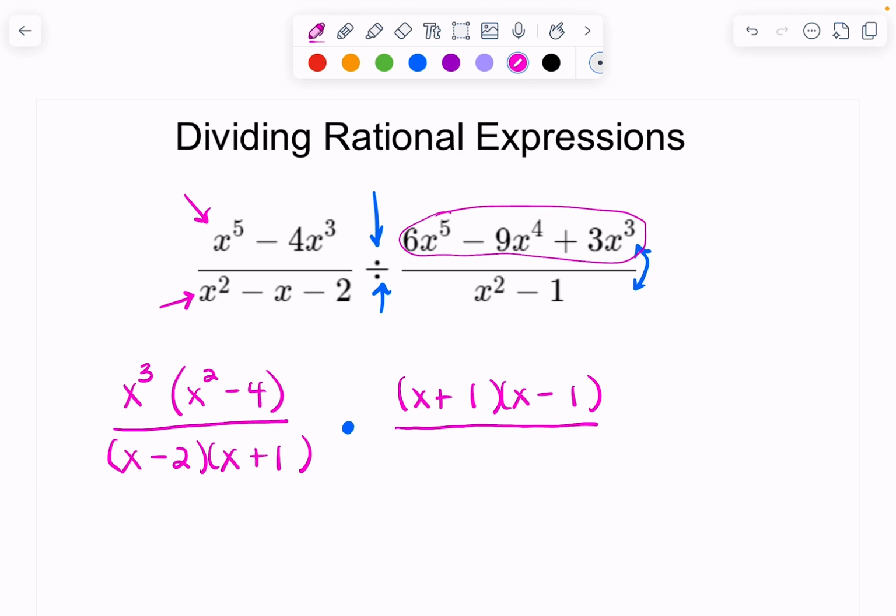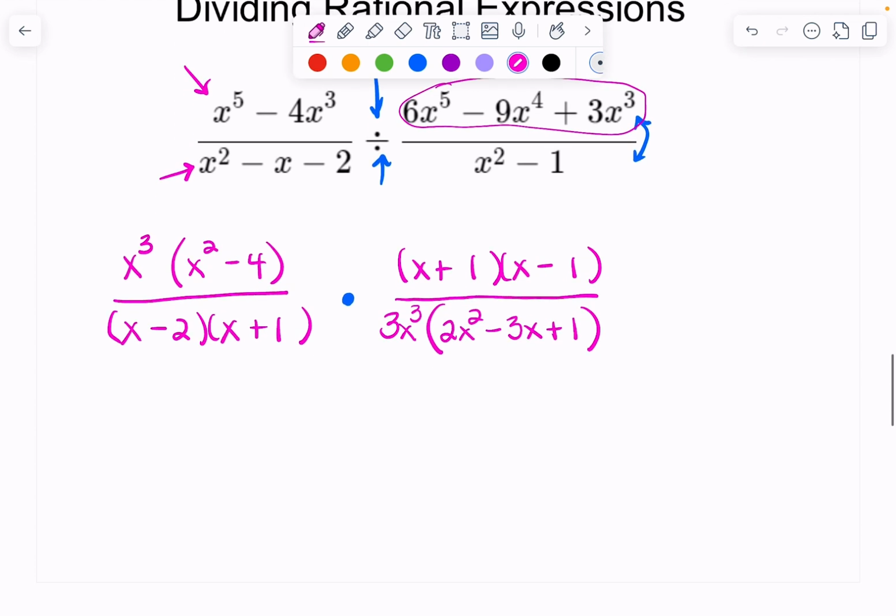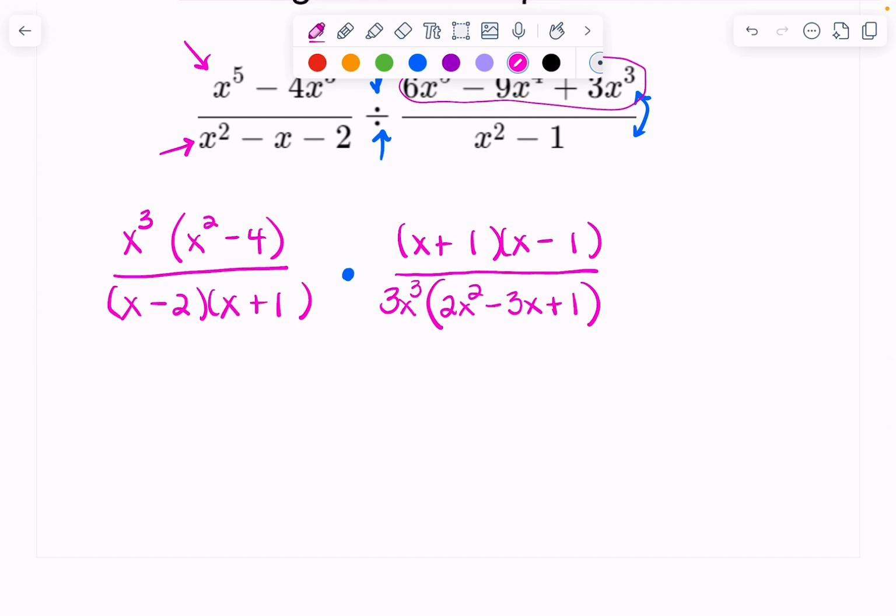And that big thing has a very big common factor, a GCF of 3x cubed. So when you factor out that 3x cubed, what's left in parentheses when you divide that by each one of those terms is 2x squared minus 3x plus 1. And then we're back to our normal multiplication problem, but there's still a little bit more factoring to go. We've got some additional x squareds.